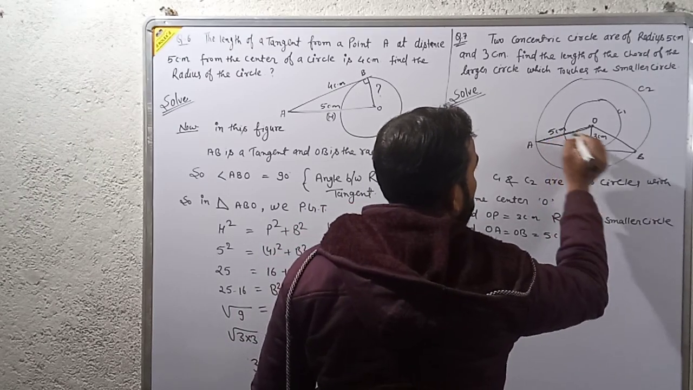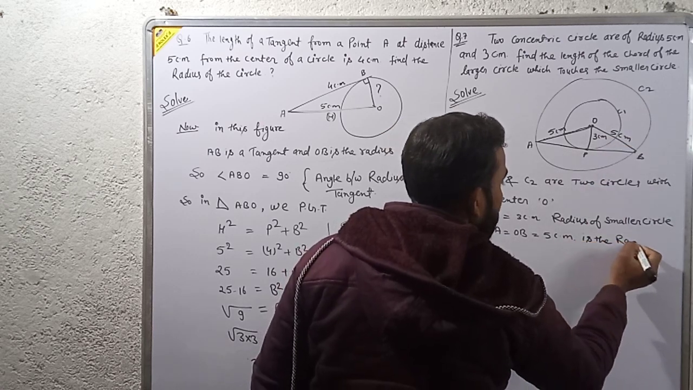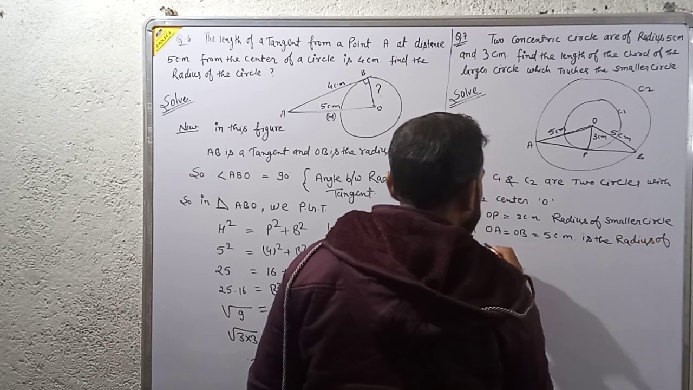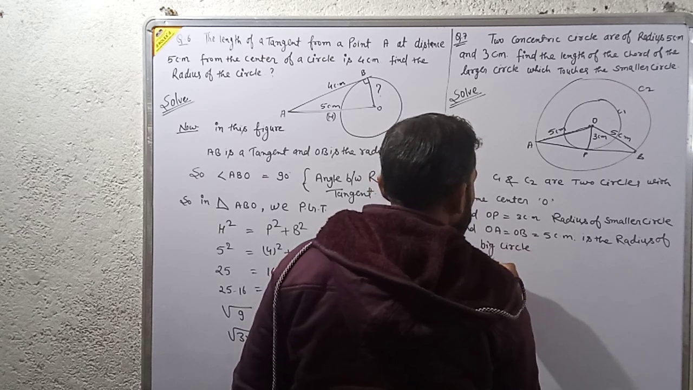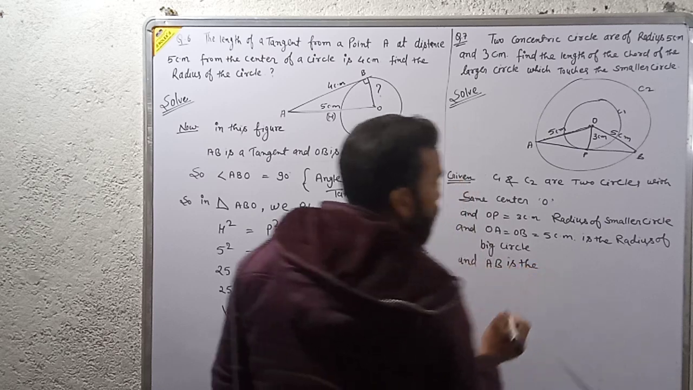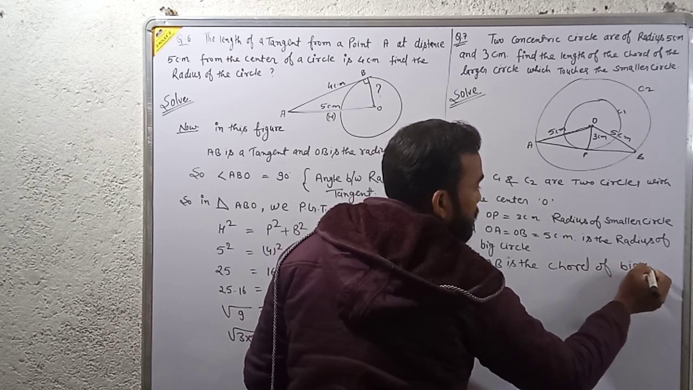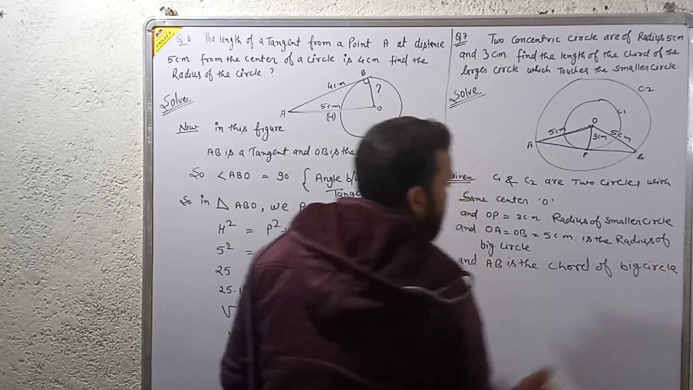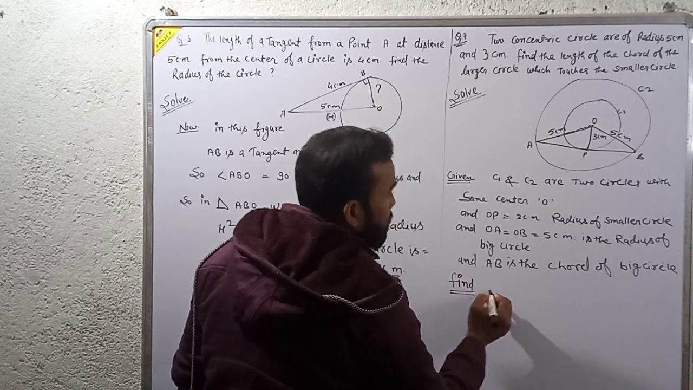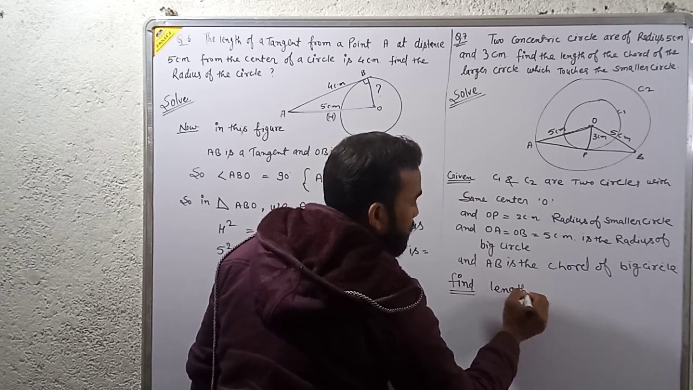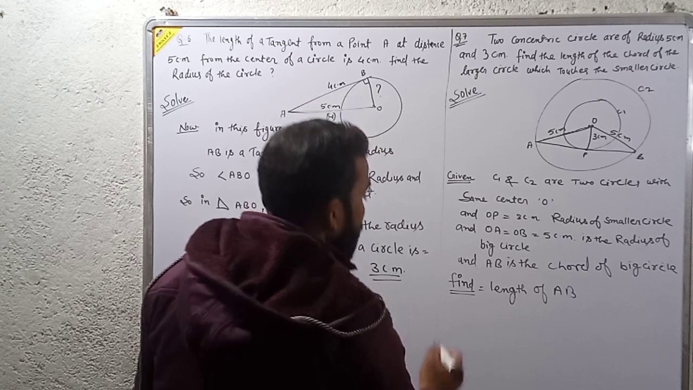This is 5 centimeter and this is also 5 centimeter, the radius of the big circle, and AB is the chord of the big circle. Clear? Find the length of AB. Proof.